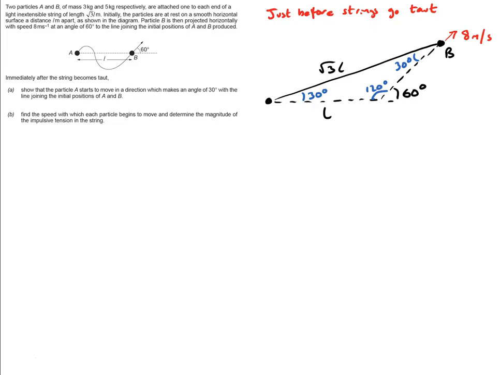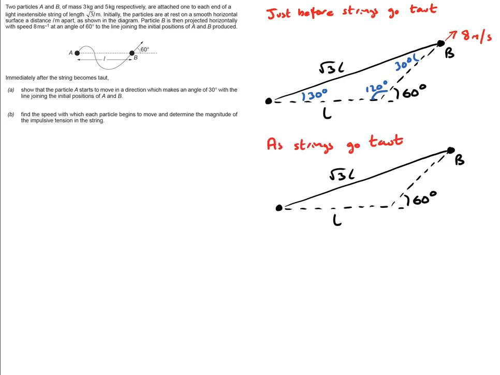So there's the picture that we've got just before the strings go taut. Now, as the string goes taut, we are going to have an impulse acting on A and jerking A into motion. And we're going to have an equal and opposite impulse acting on B, which will certainly have an effect on the momentum of particle B.